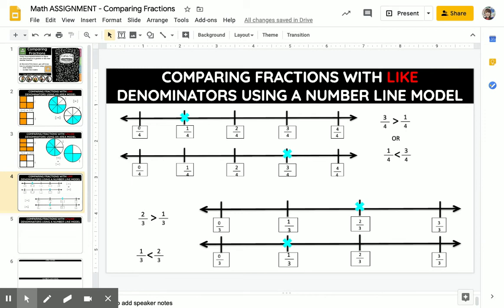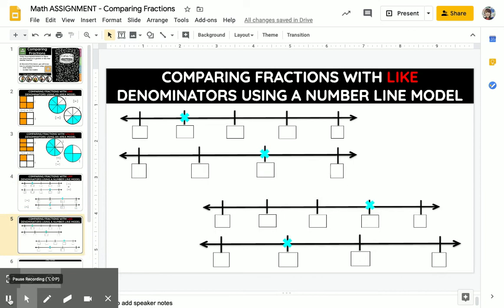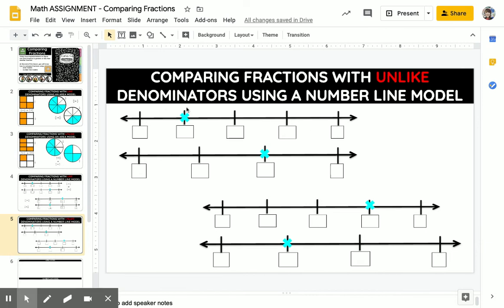Again, this is not the same when comparing unlike denominators, so only apply that rule when you are using the same denominator. Now let's look at comparing fractions with unlike denominators using a number line model. Looking at our top set of number lines, you can see that the first number line is cut into 4 sections and the bottom number line is cut into 3 sections. So we will need to label our number lines with fourths and thirds.